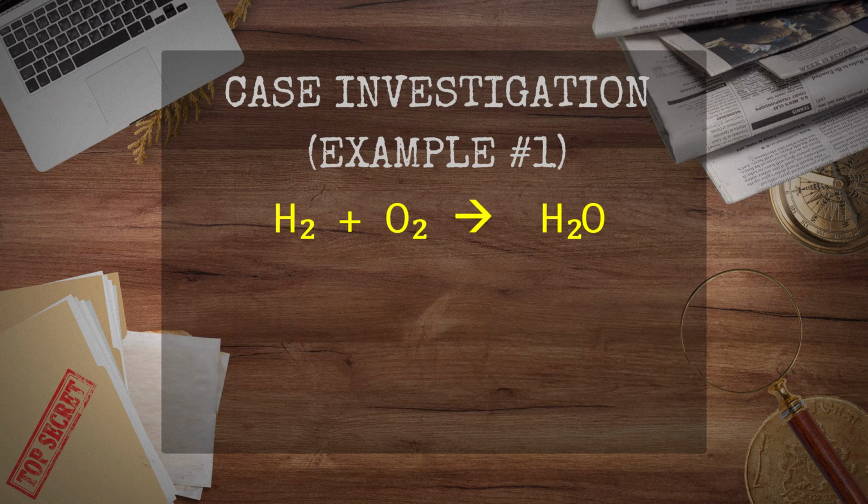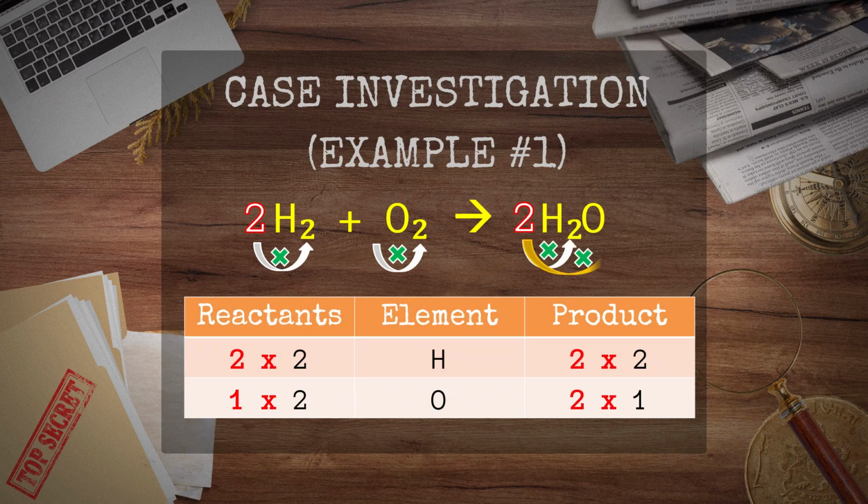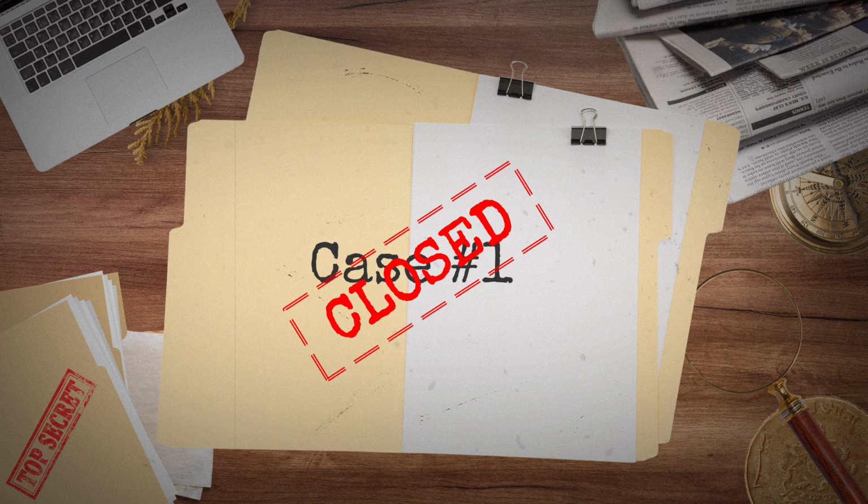So, we fix it using coefficients. If there is no coefficient or subscript, it is understood that it has 1. Now, let's check again. Reactants: hydrogen, 4. Oxygen, 2. Products: hydrogen, 4. Oxygen, 2. Balance. First case, closed.